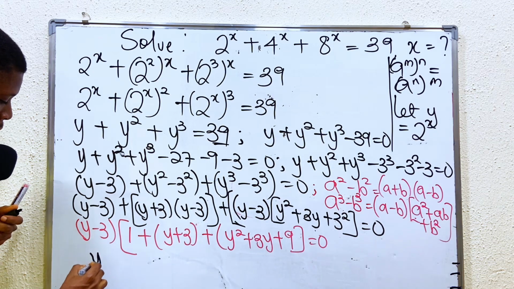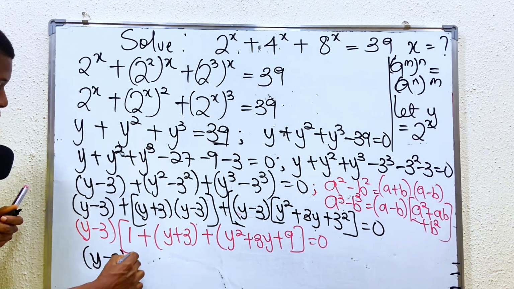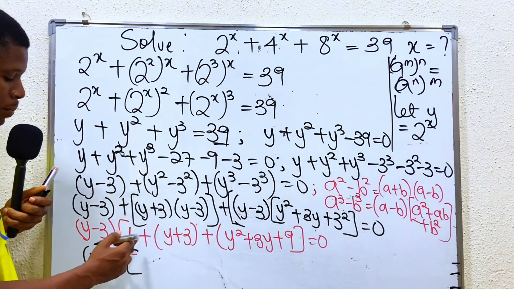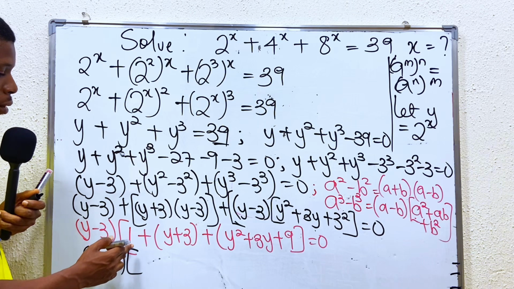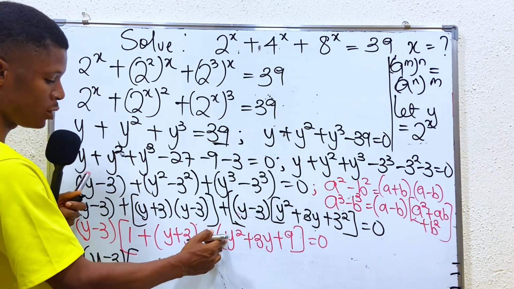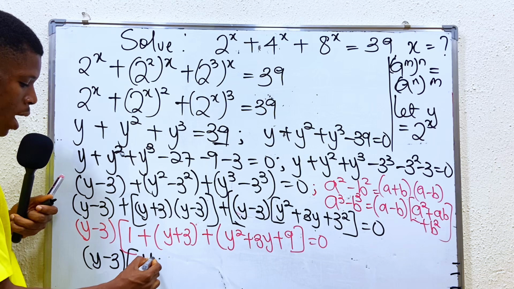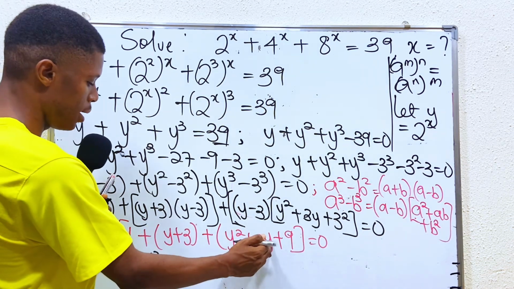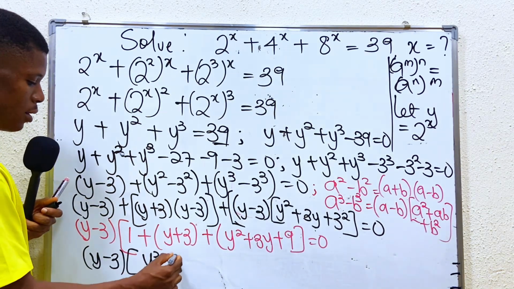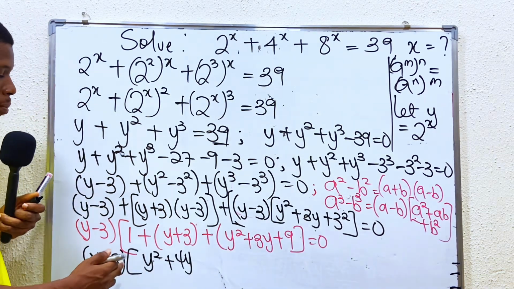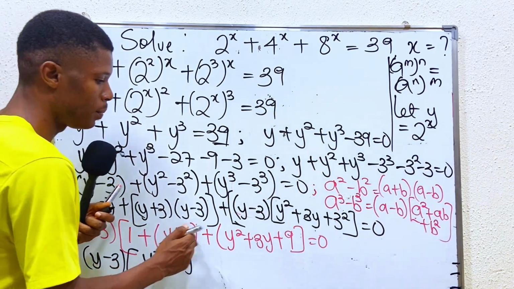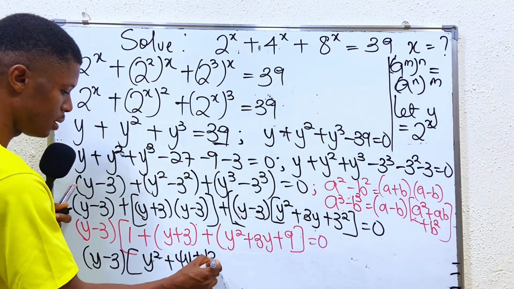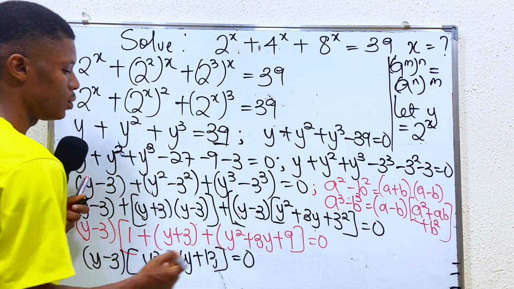I will now have y minus 3 in a bracket. What is left here? Let's collect like terms, since they are adding, not multiplying. The first highest power is squared, so y squared is just 1 here. Then the next thing we see is the linear term. 3y plus y is 4y. Then the numbers, 1 plus 3 is 4, 4 plus 9 is 13, and that's equals to 0.